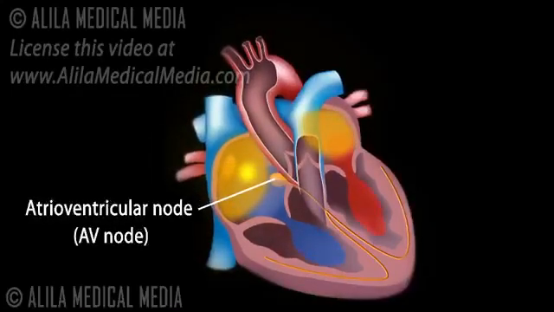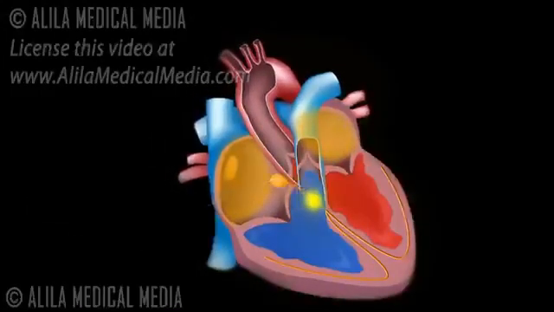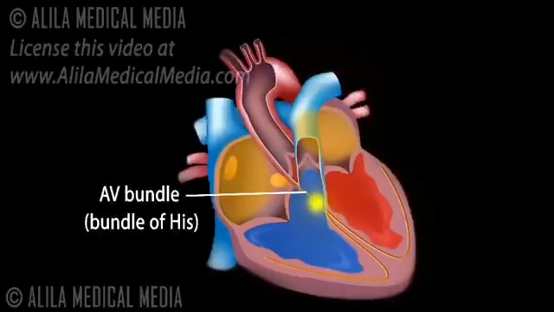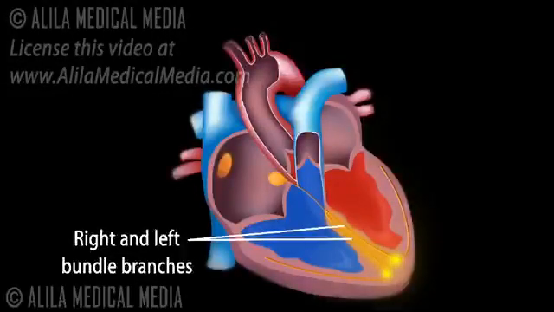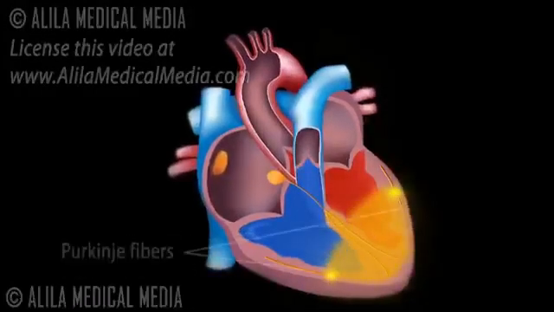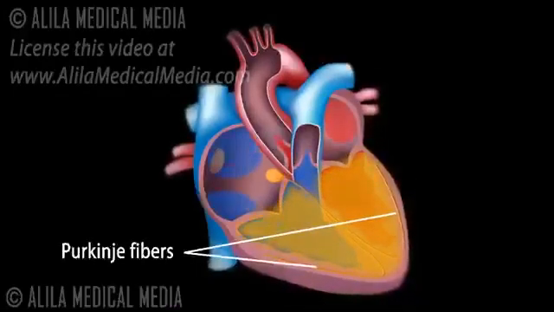The AV node receives signals from the SA node and passes them onto the atrioventricular bundle, AV bundle, or bundle of His. This bundle is then divided into right and left bundle branches, which conduct the impulses toward the apex of the heart. The signals are then passed onto Purkinje fibers, turning upward and spreading throughout the ventricular myocardium.